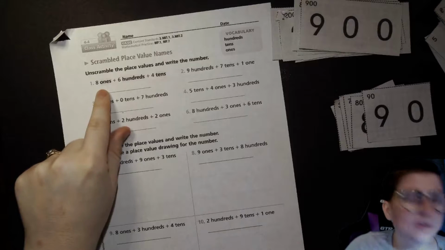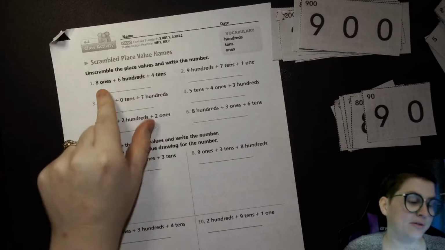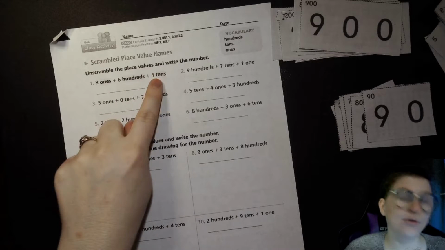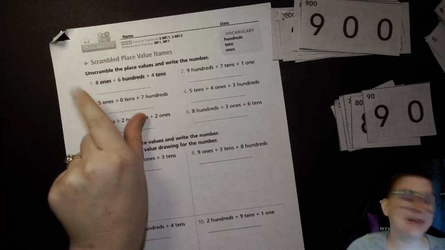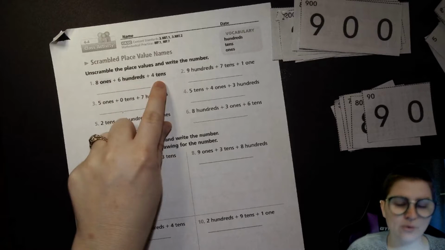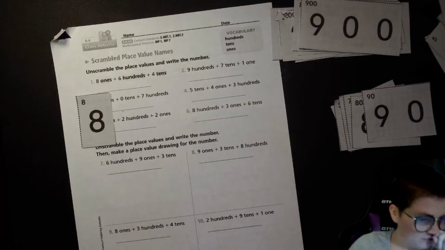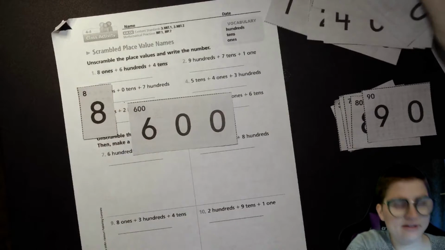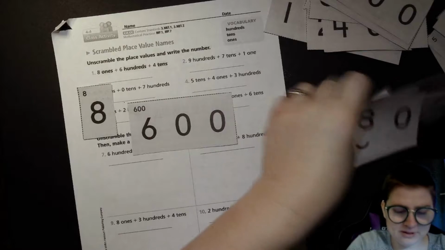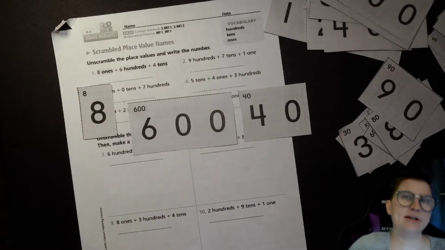Okay, so we're looking at these different amounts and then we're going to put them in order, because if we wrote down 864, that would actually be 864, and this is 8 ones, 6 hundreds, 4 tens. So I'm going to find those. 8 ones right here, 600 right there, and then 4 tens right there.